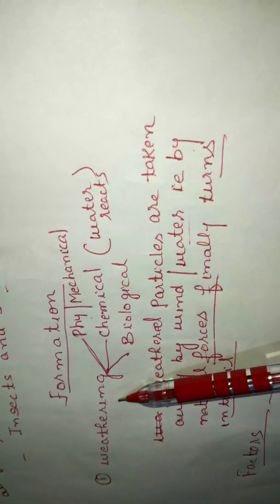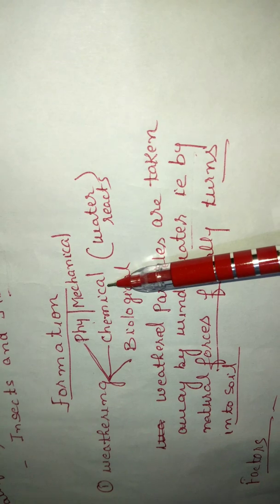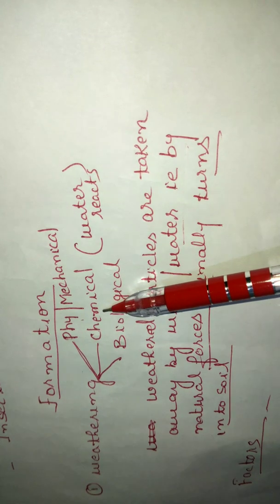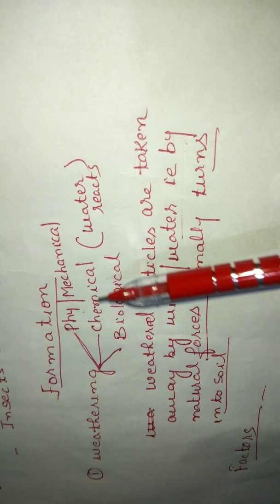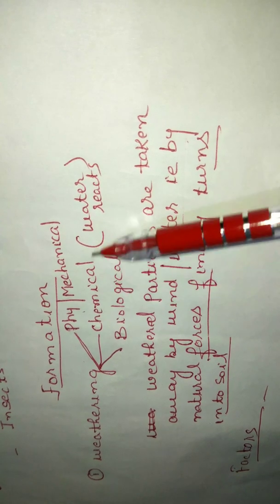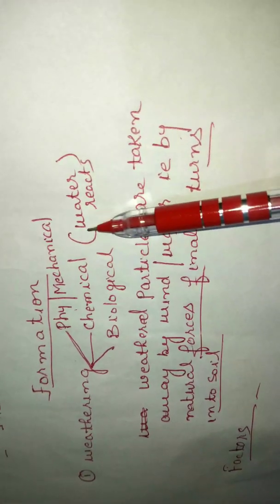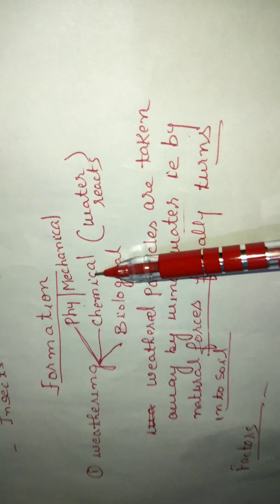Second weathering is chemical weathering, in which the water reacts with the chemicals contained in rocks, and a chemical reaction takes place, and this time the rocks decay and finally leads to weathering.